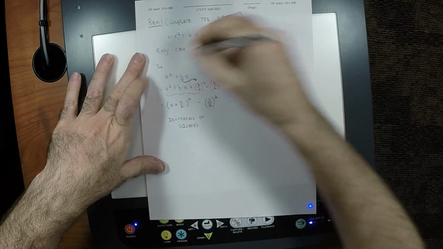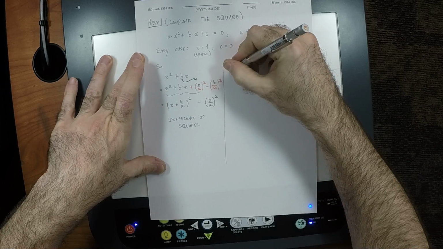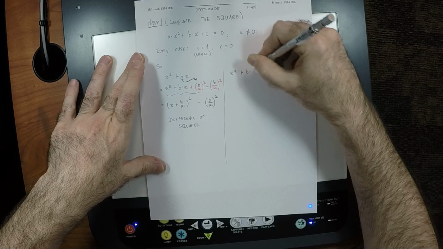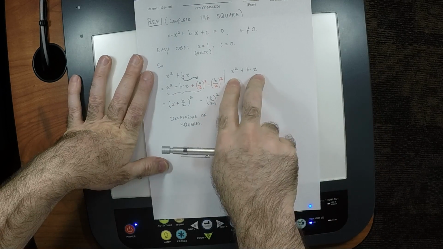So that's algebraic. Now geometrically, I'm going to take this x squared plus bx, and I'm going to view it in a different way. Notice that these two terms have a common factor. What is it?